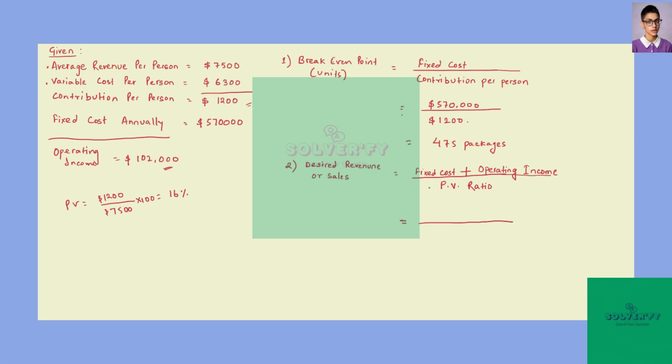So we will put the values in the formula, that is the fixed cost is $570,000 and operating income needed to earn is $102,000 and the PV ratio is 16%. So if we solve this, we are going to get $4,200,000. So we need the revenue of $4,200,000 in order to earn operating income of $102,000.